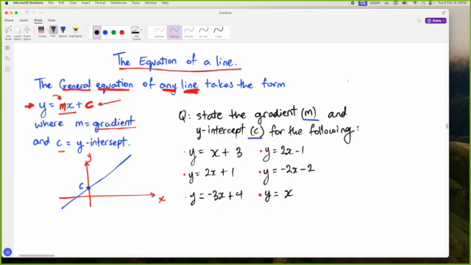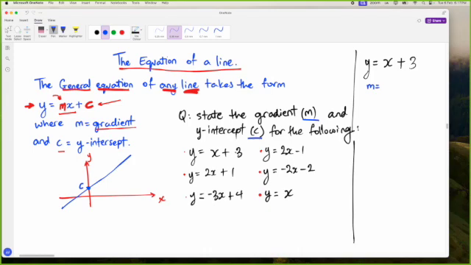So let me come on this little column here now. I will say the first one, y is equal to x plus 3. This is of the general form, y is equal to mx plus c. Could anybody tell me what is m in this equation? What is the number that represents m?